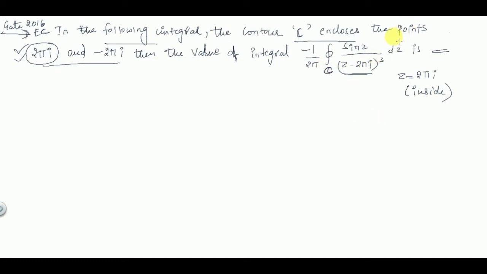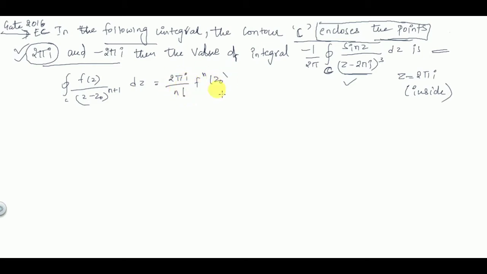So instead of giving the contour he may give it like this also, encloses the point. This terminology is important. Encloses the point means it is inside the circle only. So when it is inside the circle, then you can apply the Cauchy's integral formula. Cauchy's integral formula is given by the integral of f(z) by (z minus z naught) to the power of n plus 1 dz is equal to 2 pi i by n factorial into f^n of z naught. So now n plus 1 is equal to 3, so n is equal to 2 and z naught value is 2 pi i.